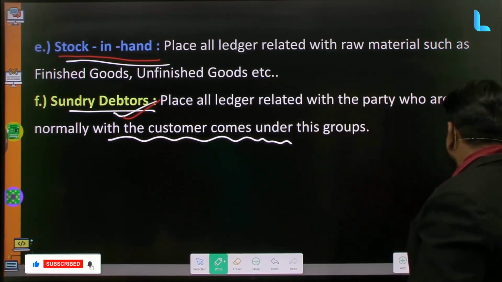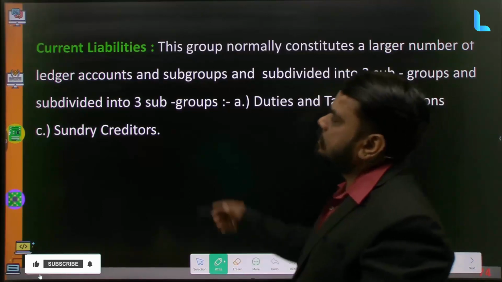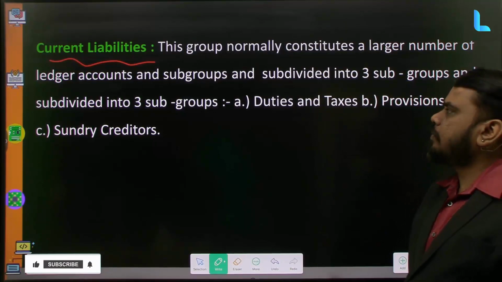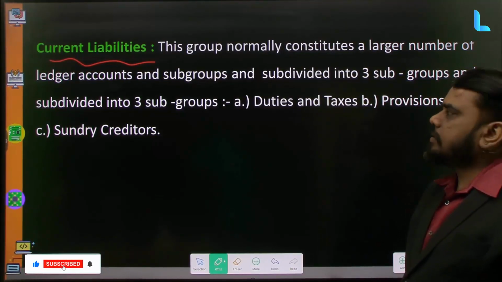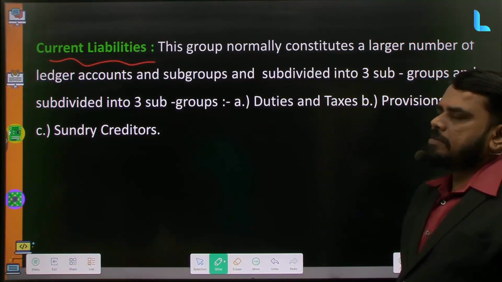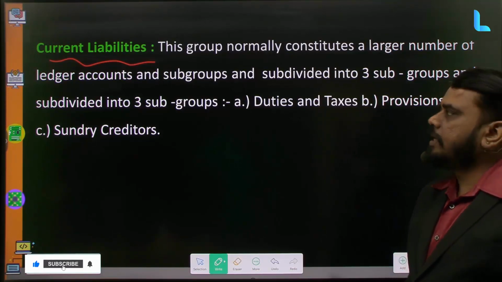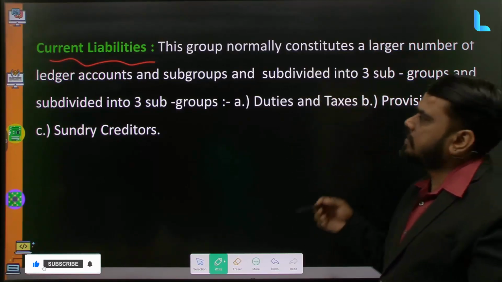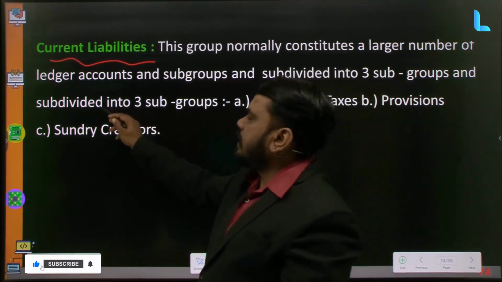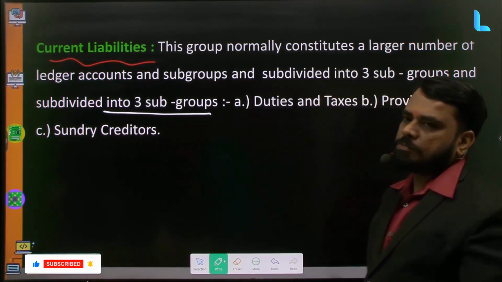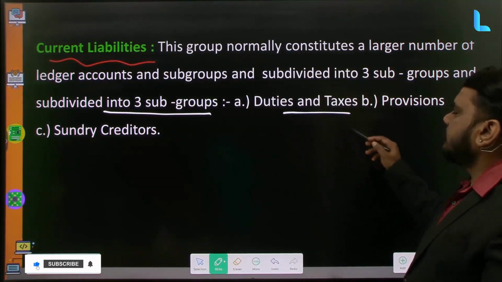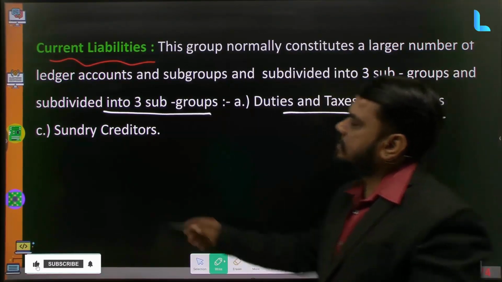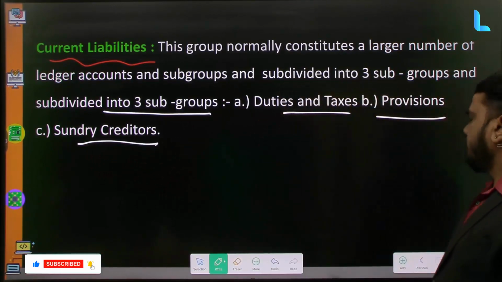Next, current liabilities. As the word tells you, current liabilities is a main group under liabilities. Current liabilities means the liabilities which we are supposed to pay to others immediately. Normally it contains a large number of ledger accounts and subgroups. Basically they are divided into three types of subgroups. One is duties and taxes, second one is provisions, and the third one is sundry creditors. So now let us see one by one.